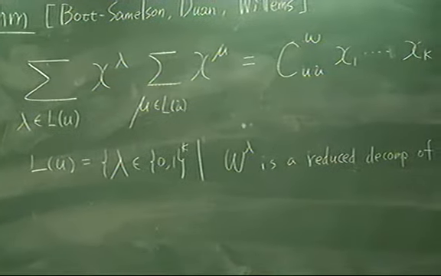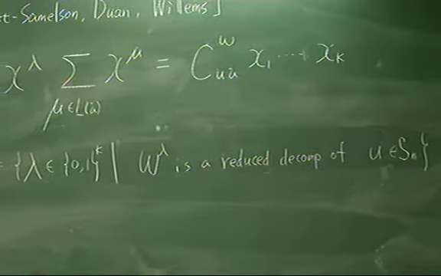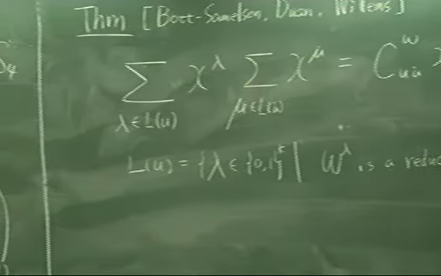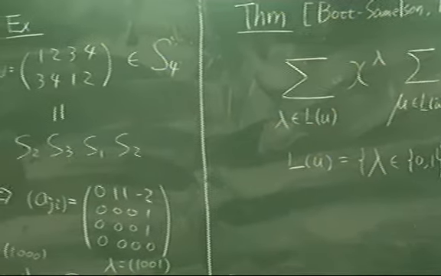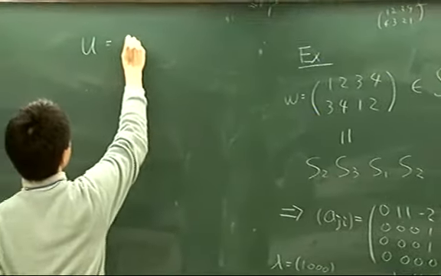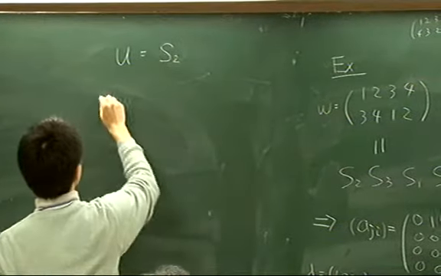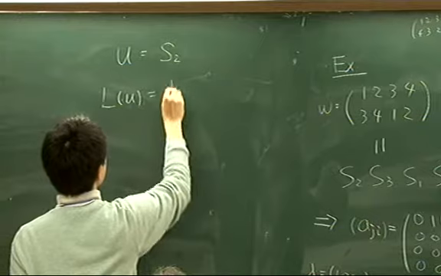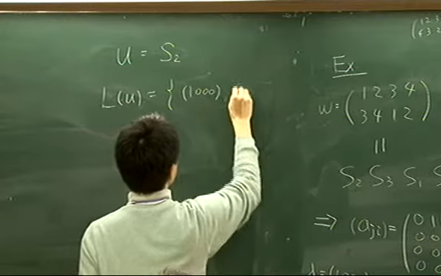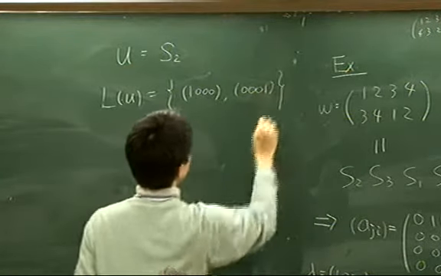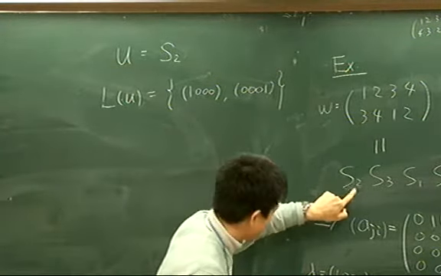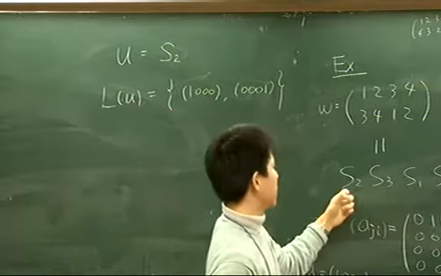For example, this is a little complicated, so I think an example helps. In this example, if you take U as S2, then L_U is 1000 and 0001, because at the first position and the fourth position we can find this 2.